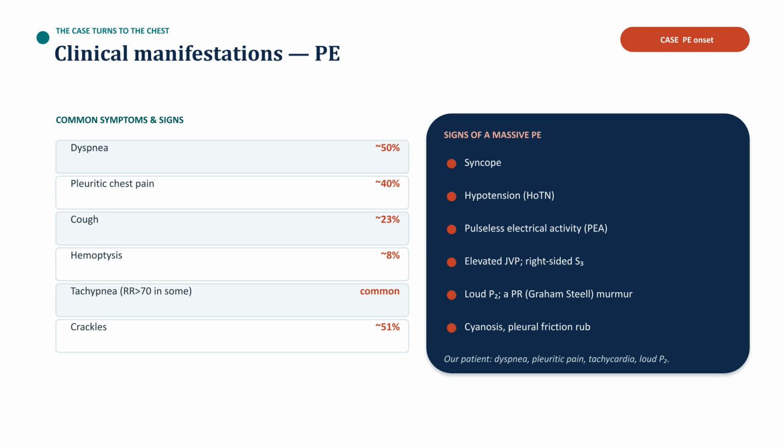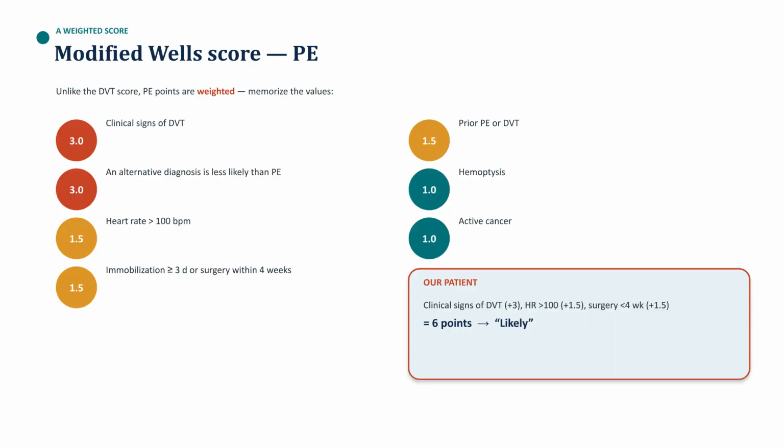Values under 500 effectively exclude a clot. If the value is 500 or higher, we perform a compression ultrasound. For high probability patients, we bypass the D-dimer and go directly to imaging.